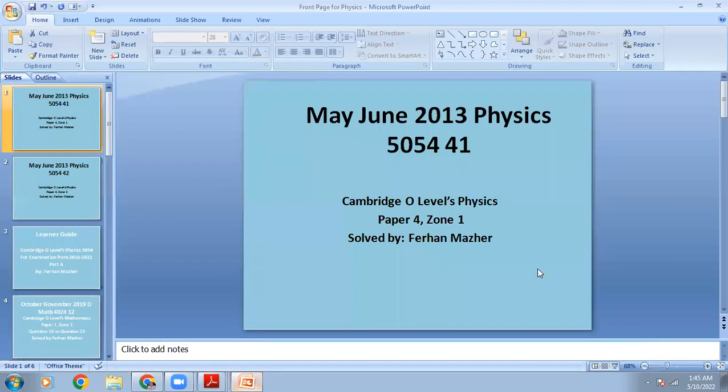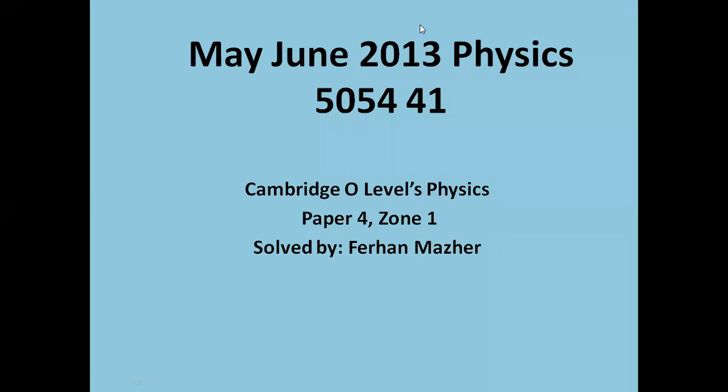And my dear students, today we have done the May, June 2013 Physics 5054 paper 4-1. And this paper 4 was from zone 1.